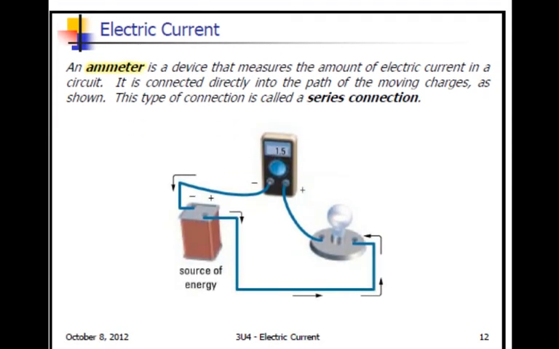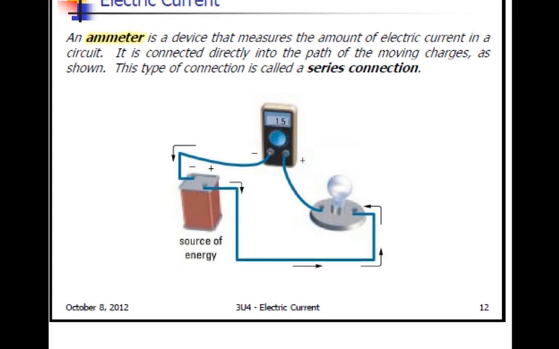How do we measure electric current? Well, we do that with a device called an ammeter. An ammeter measures the amount of electric current in a circuit. It is connected in series, which means that we connect it along the series of the circuit. So in this case, our electricity would flow from our positive terminal to our load, to our ammeter, and then back to our negative terminal. Then we are able to measure our amperage or our current in that series connection.